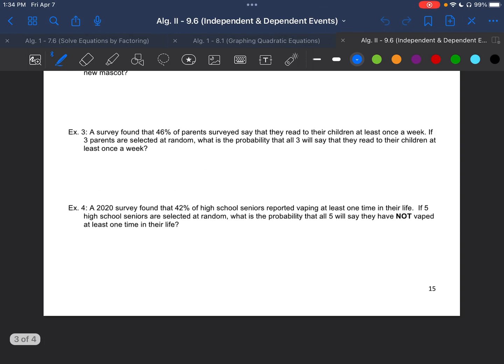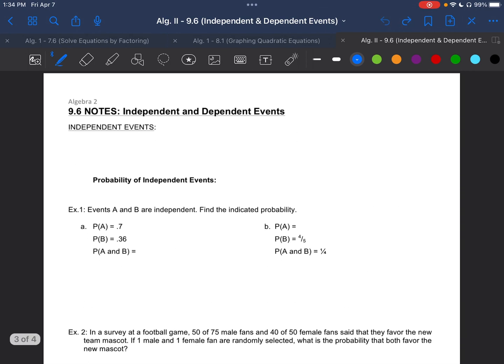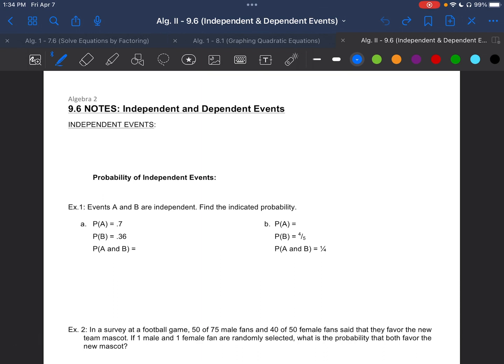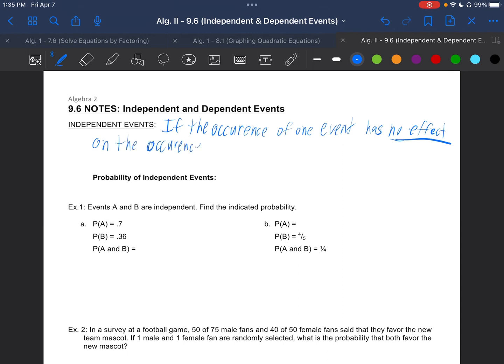So page 15 of the notes are going to be over independent events, and then page 16 are going to be over dependent events. So independent is if the occurrence of one event has no effect, underline that, it's pretty important, no effect on the occurrence of another.